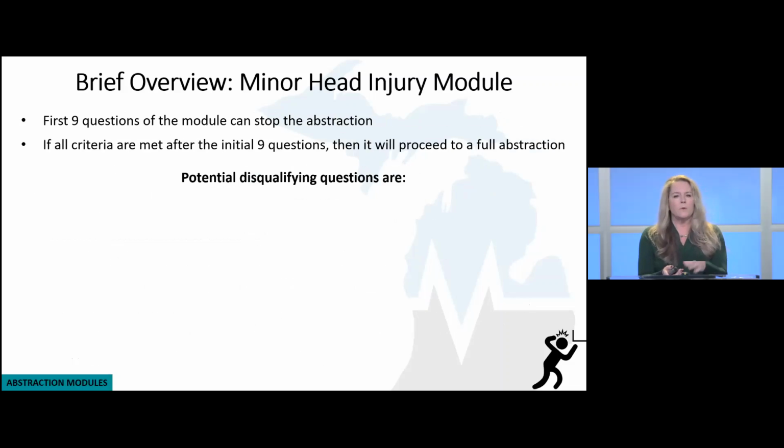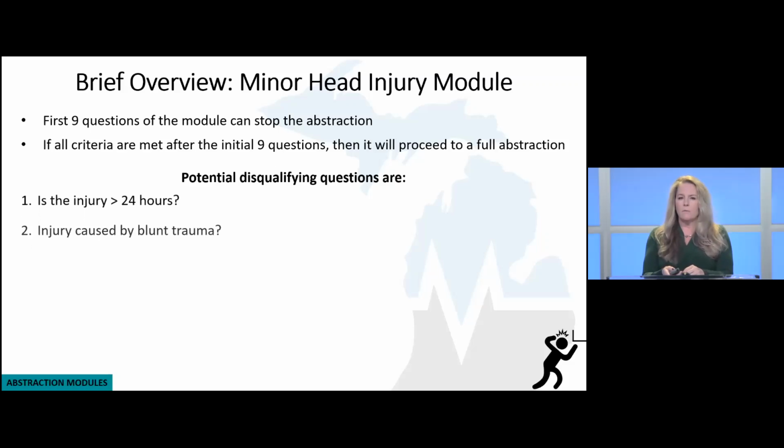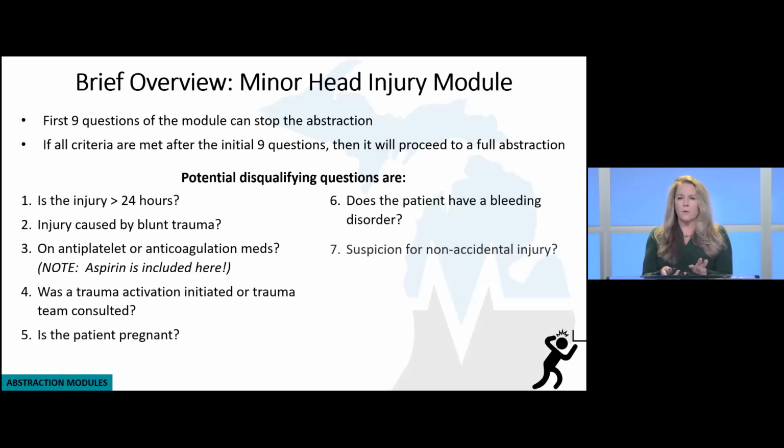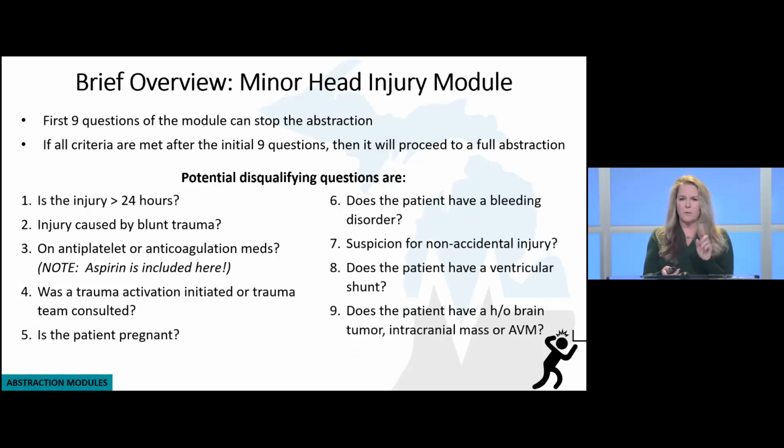As an overview of the module itself, so that everybody can see what the abstractors are looking at on a day-to-day basis, the first 9 questions of the module itself can stop the abstraction based on the answer. They're exclusionary questions, so if it makes it through all of those 9 questions, then it will continue to the full abstraction. The first 9 questions are built on, was the injury greater than 24 hours? Because if so, it's excluded. So anything less than 24 hours, and I'm going to talk about that timing a little bit later.